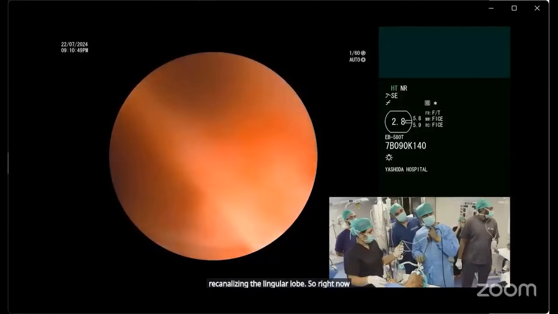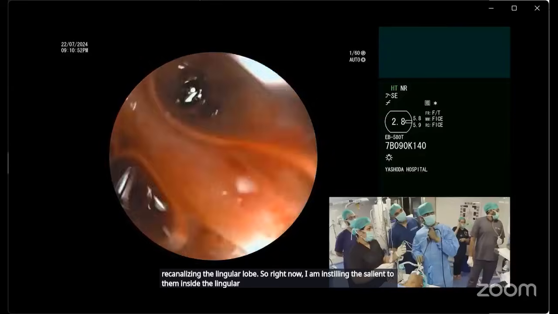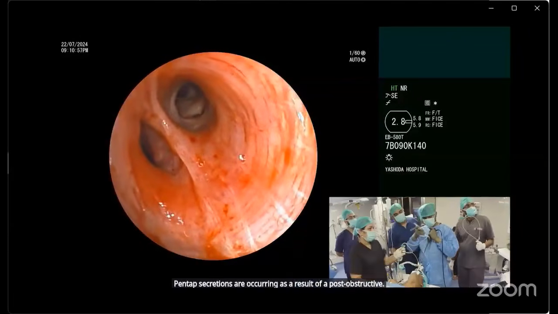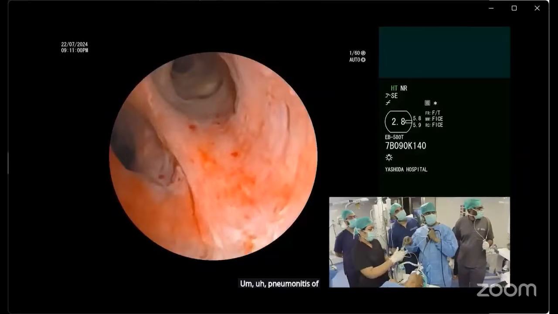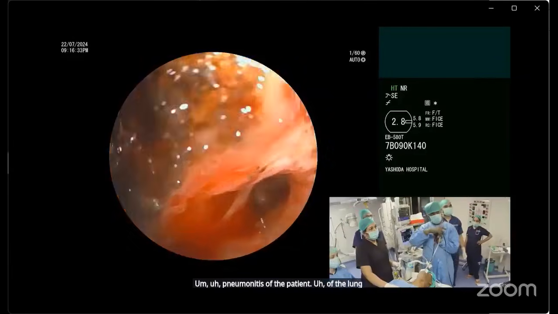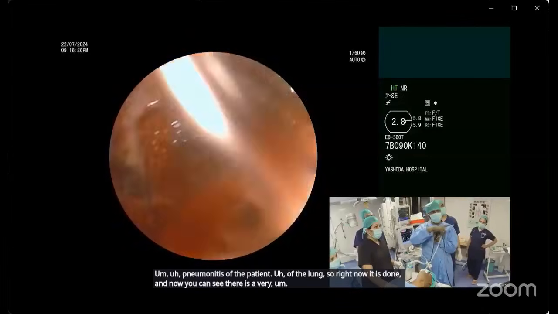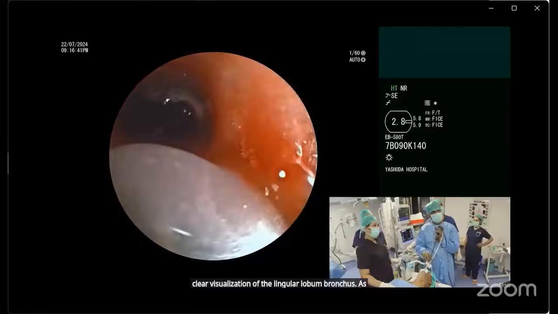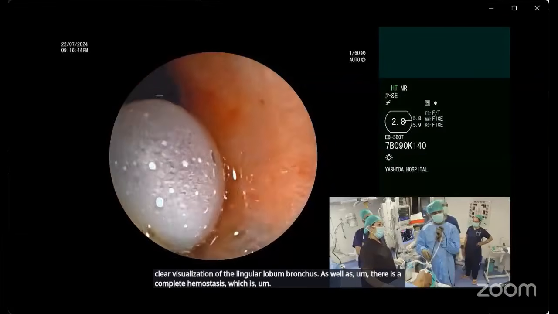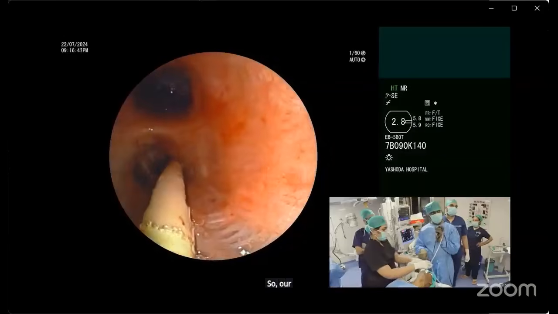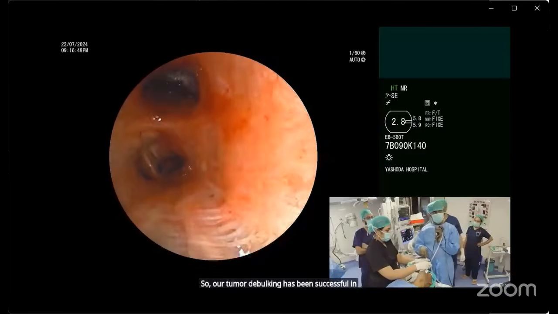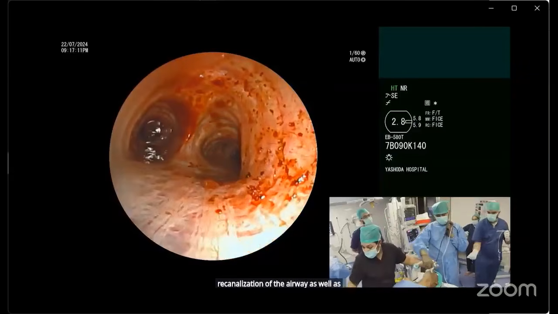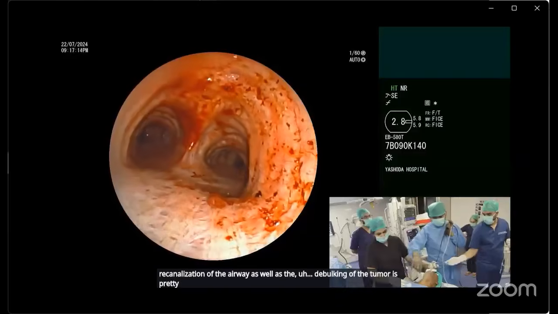So right now I am instilling saline inside the lingular lobe to remove the pent up secretions occurring as a result of post-obstructive pneumonitis of the lung. So right now it is done, and now you can see there is a very clear visualization of the lingular lobe bronchus, as well as complete hemostasis which is achieved. So our tumor debulking has been successful in this case. The primary objective of recanalization of the airway as well as the debulking of the tumor is pretty much achieved at the end of the procedure.